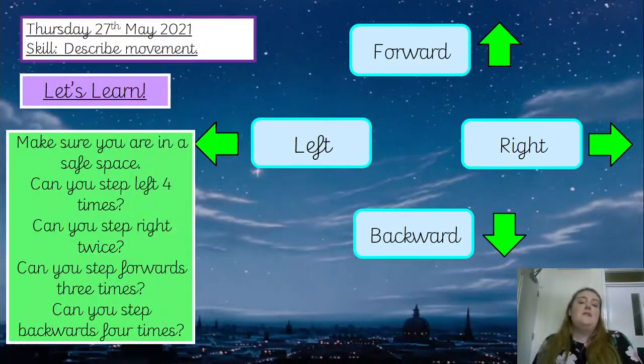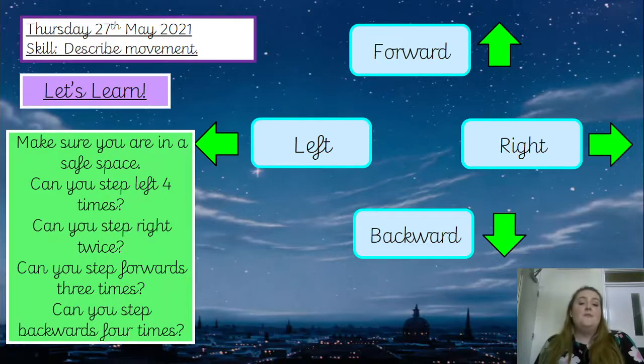So we're going to have a little practice now then. I would like you to make sure that you are in a safe space, so there's nothing you're going to bump into, no one around you that you're going to bump into accidentally. So make sure you're in a safe space, and if you're not, then please find one. And then I would like you to follow these instructions.